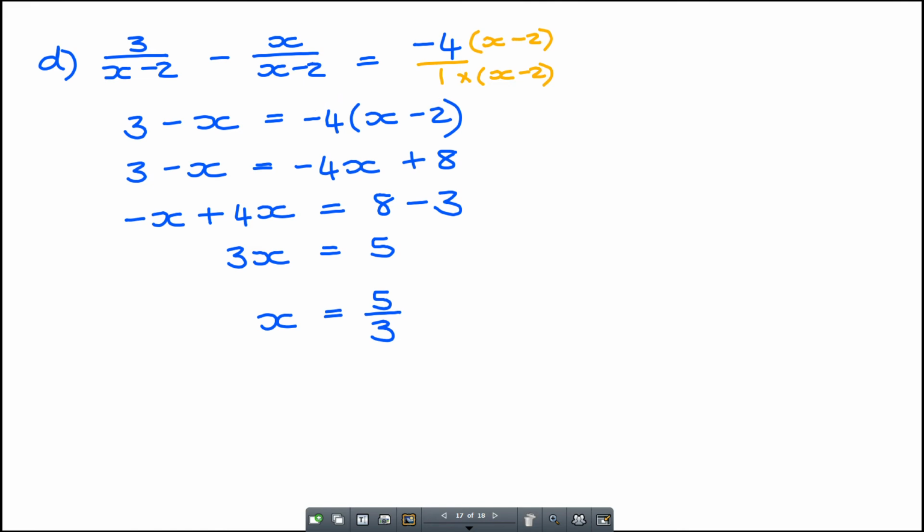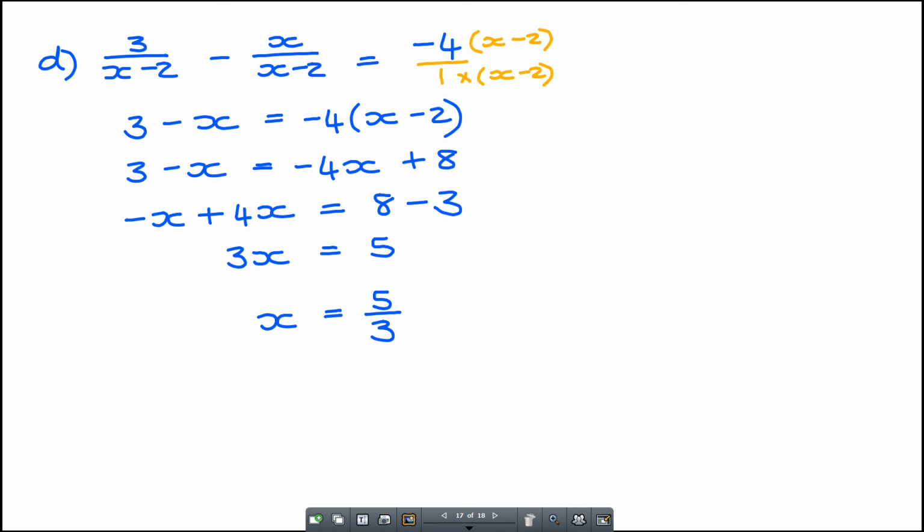From there, I'm going to take unknowns to the left. So if this minus 4x moves over, it becomes plus 4x. And if this 3 moves over, it becomes minus 3. Okay, then we simplify. Minus x plus 4x will give me a positive 3x. And the 8 minus 3 gives me 5.